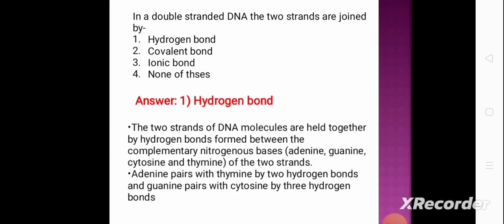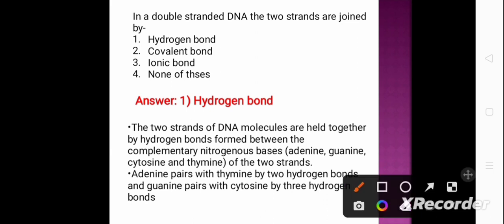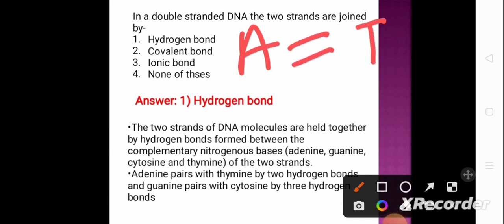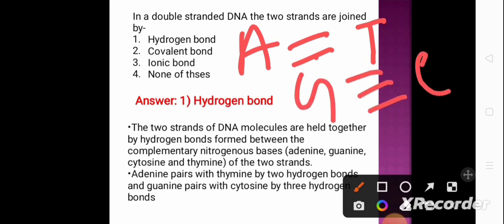The two strands of DNA molecule are held together by hydrogen bonds formed between the complementary nitrogenous bases of the two strands. Adenine pairs with thymine by 2 hydrogen bonds, whereas guanine pairs with cytosine by 3 hydrogen bonds. That is, A pairs with T by 2 hydrogen bonds and G pairs with C by 3 hydrogen bonds.